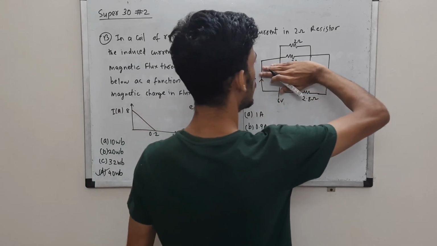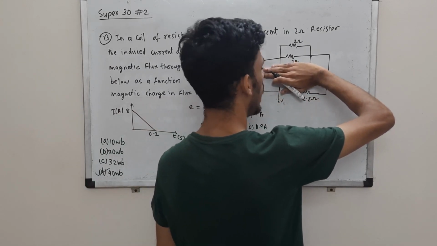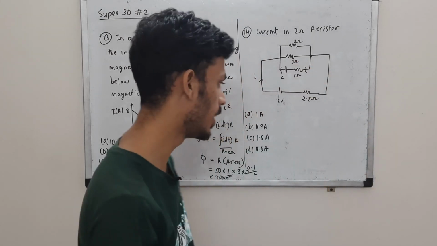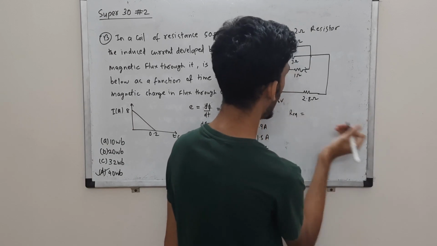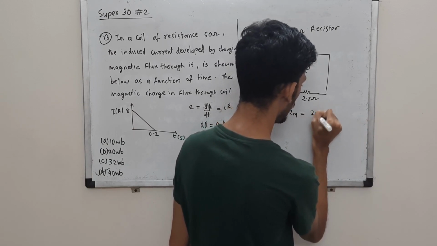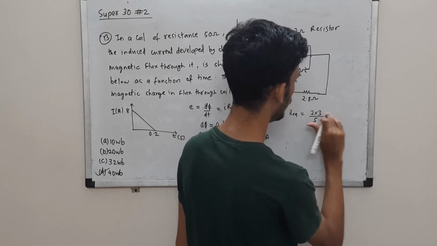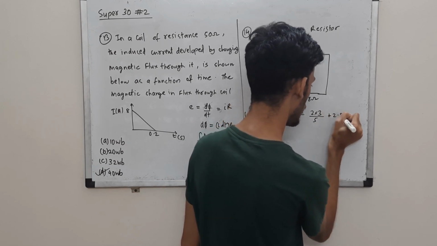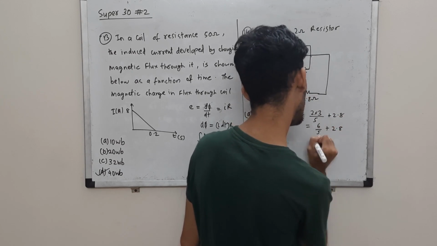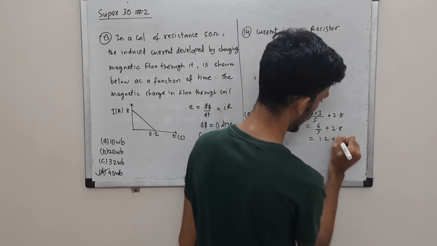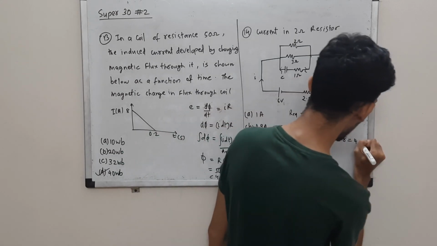Now you are looking at the simplified version of the circuit: 3 and 2 in parallel and in series with 2.8. So we can find R equivalent first and then I. 2 and 3 in parallel: 2 times 3 over 2 plus 3, which is 5, so 6 by 5, which is 1.2. Plus 2.8 is 4. So R equivalent is 4 ohms.